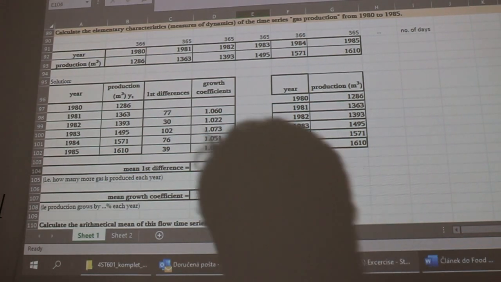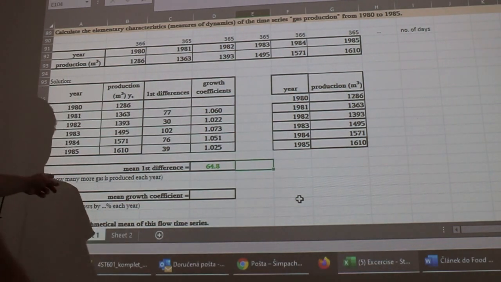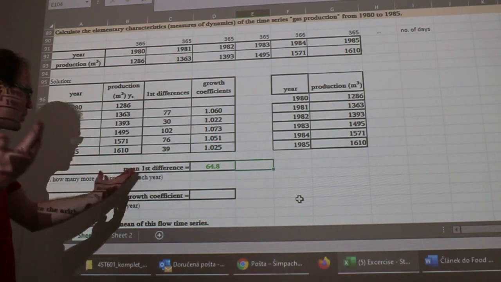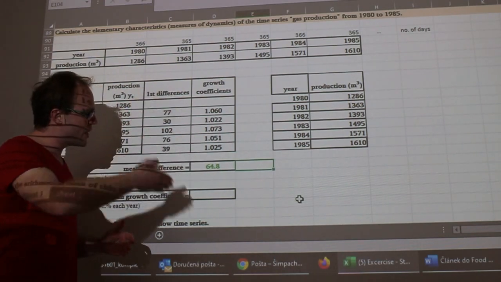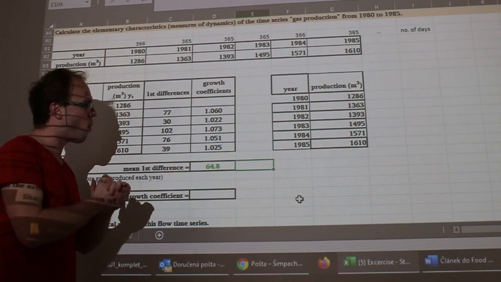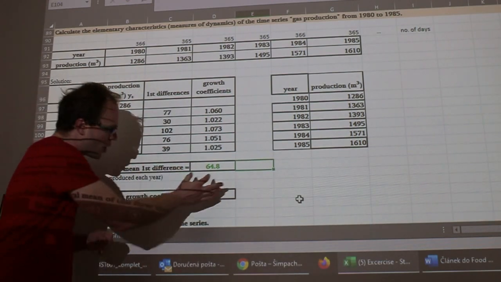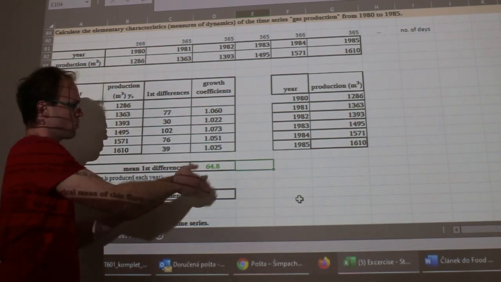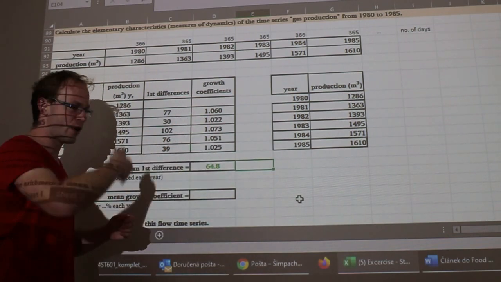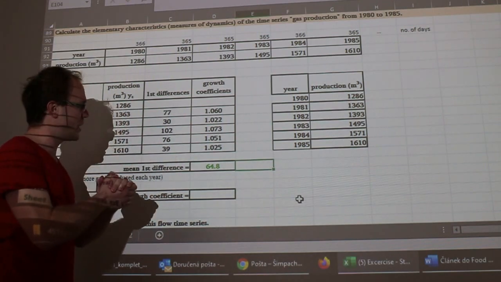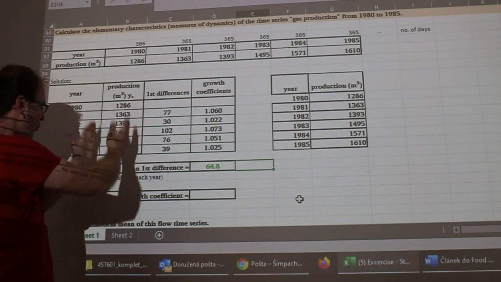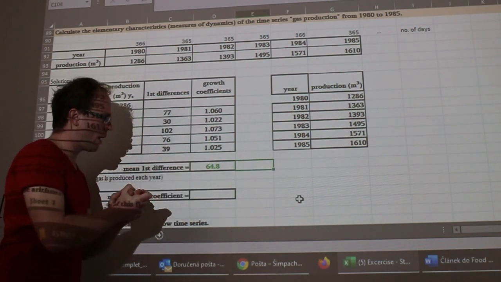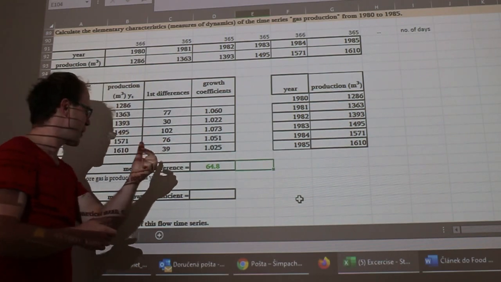You can see positive value, and there is written interpretation. It means how many more gas is produced each year. Yes, every year you produced more gas, in average more by 64.8 cubic meters. Yes, so this is average increasing every year, calculated from the original data set. And the same can be calculated in relative expression.